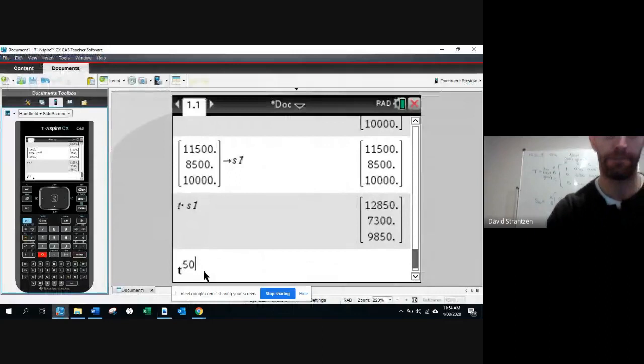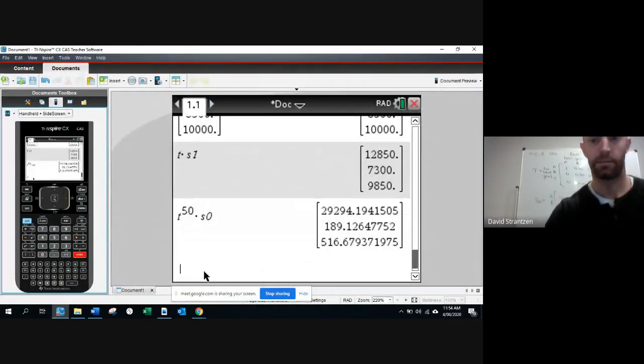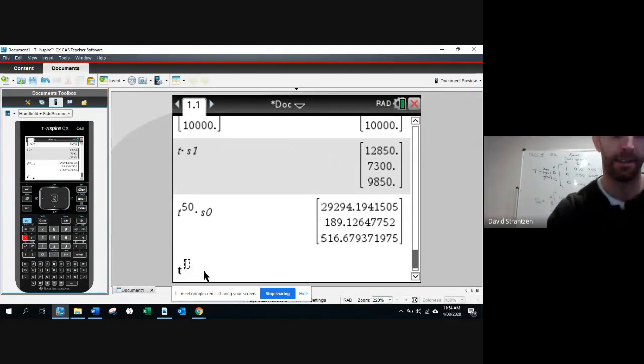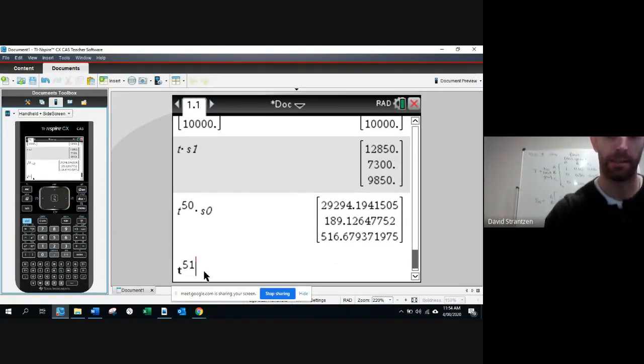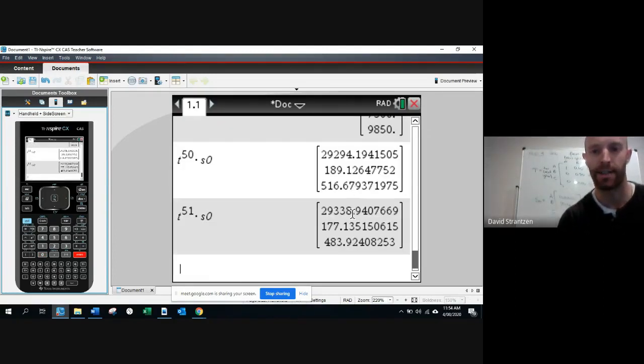T to the power of 50 times S0. You can see that it's going to take a long time to get to steady state. T to the power of 51 times S0. And you can see that we haven't reached steady state yet. Okay, there are still birds transitioning between the 3 different sites. However, what we're noticing is that site A is definitely getting bigger.